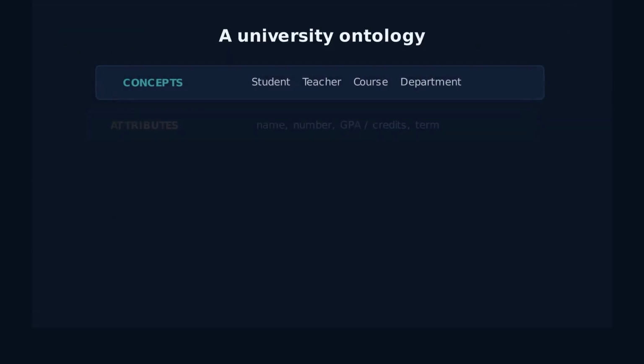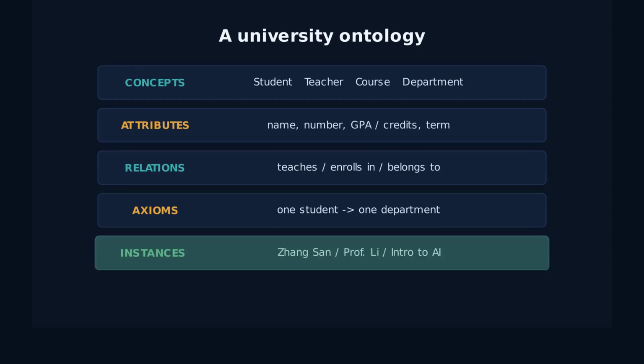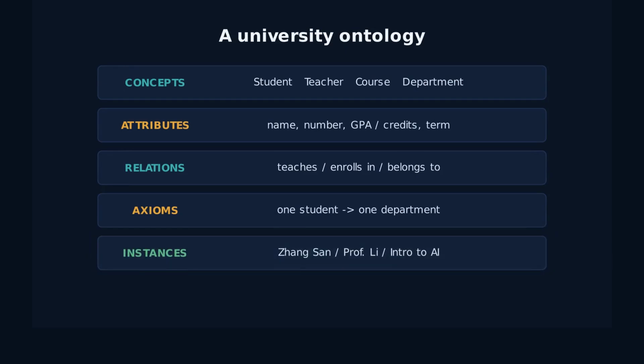Now watch all 5 of them snap together into one single picture. At the top sit the concepts, student, teacher, course, department. Below each one, its attributes hang off, a student has a name and a number. Then the relations wire everything up, a teacher teaches a course, a student enrolls in that course. The axioms float above it all as rules, one student, exactly one department. And at the very bottom, the instances land, Zhang San the student, Professor Li, the AI course. 5 layers, one coherent map. That, in a single diagram, is a complete ontology for a university.